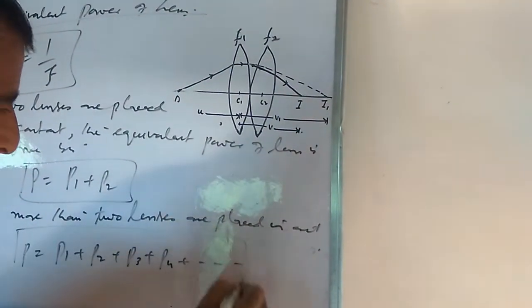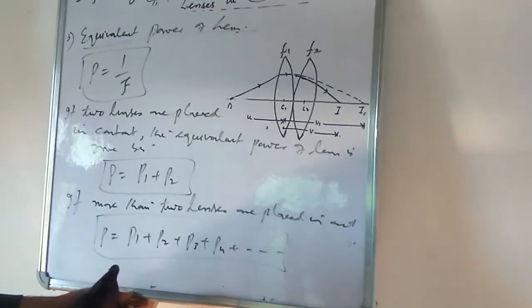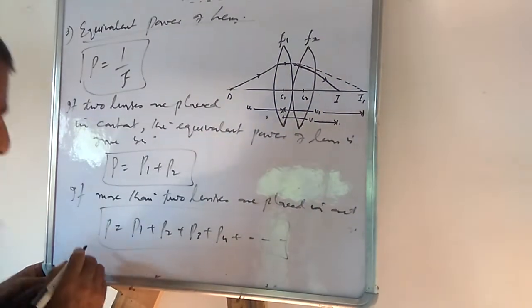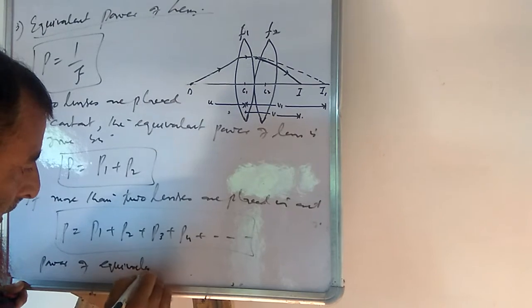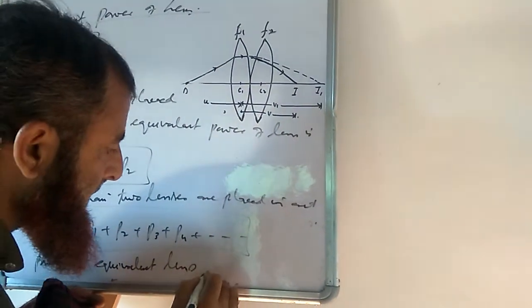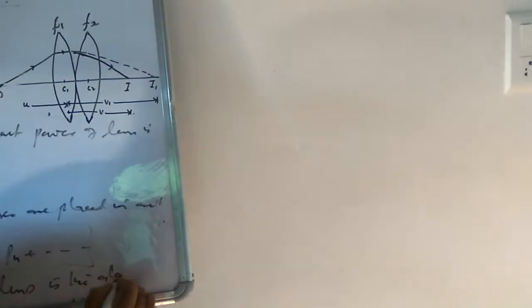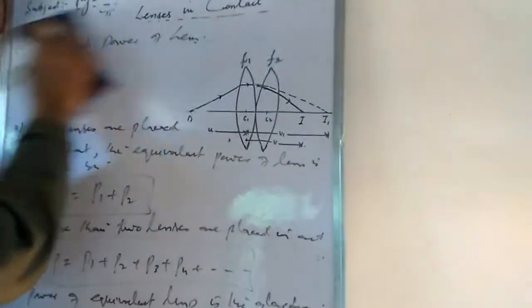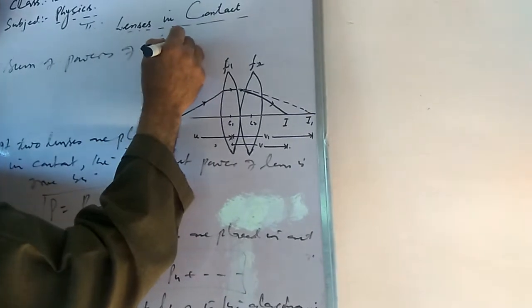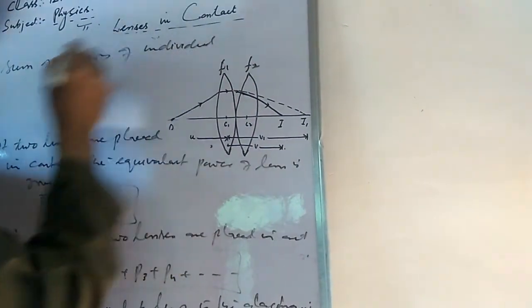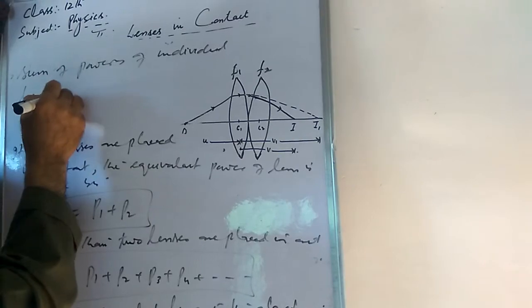That means the power of the equivalent lens is the algebraic sum of the powers of the individual lenses placed in contact.